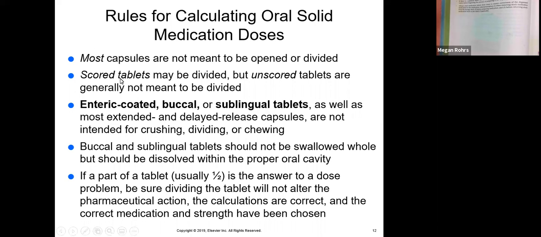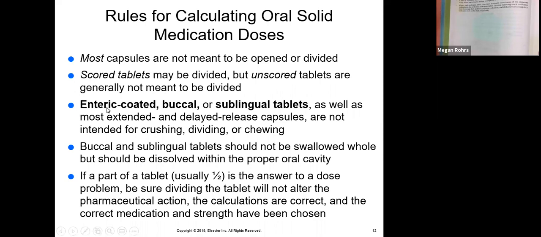Scored tablets. So scored tablets are going to have basically a little groove down the center that makes it easy for us to break them in half. Anytime a tablet is scored, that means it can be cut in half. Generally, unscored tablets should not be divided, but that's not always the case. Just because something isn't scored doesn't mean it can't be broken. Just make sure that we always verify with the pharmacist.